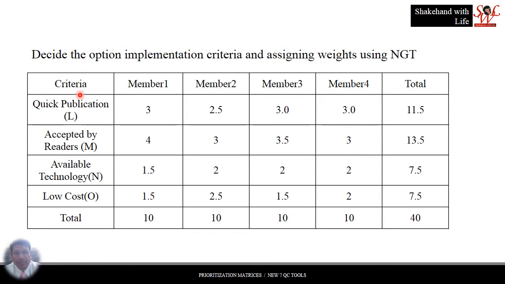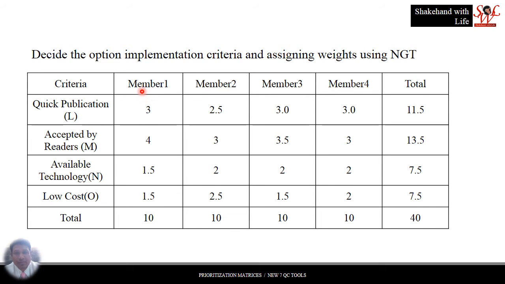The criteria are: first is quick publication, second is accepted by readers, third is available technology, fourth is low cost. So the book should get published fast and it should be accepted by the readers, and the book should be published with the available technology, and the cost of the book should be as low as accepted by the readers.